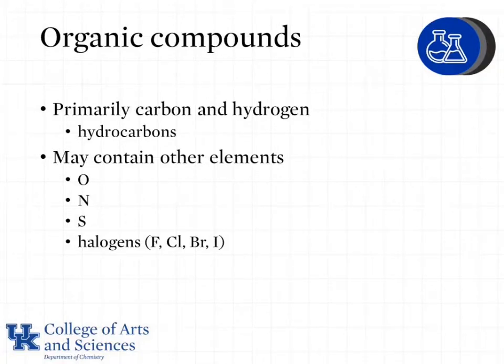Let's dig a little deeper into organic compounds. The first thing we see is that they're primarily composed of carbon and hydrogen, and this is why these are typically known as hydrocarbons. So we get our hydro for the hydrogen and then carbon for the carbon. We see that they may contain other elements. The most common among these are oxygen, nitrogen, sulfur, or the halogens. The halogens are everything in group 17 of the periodic table, including fluorine, chlorine, bromine, and iodine.